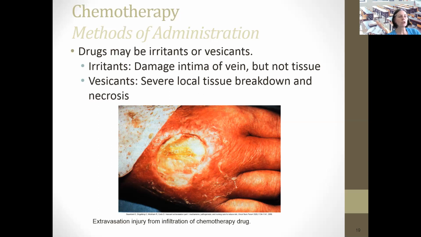We also want to be sure that we know what to do if we notice that the IV site is starting to infiltrate or there's irritation. We're going to stop that chemotherapy infusion, and we're going to make sure we notify the healthcare provider, because there might be an antidote that we can give. Quite often chemotherapy has antidotes, and so we would inject that antidote into the site to start to reverse the cell damage, the tissue damage.